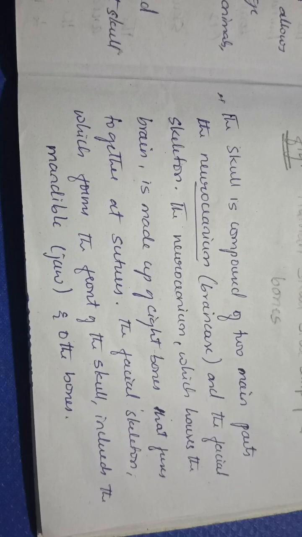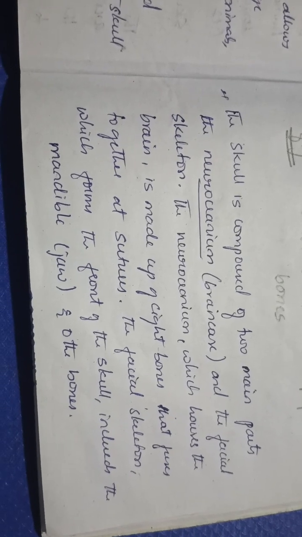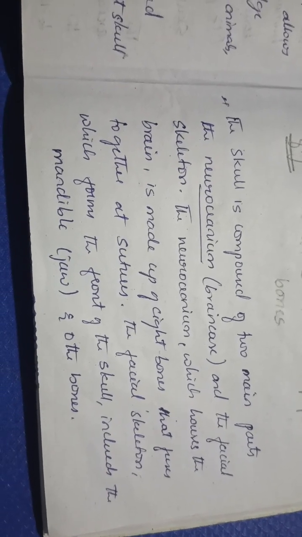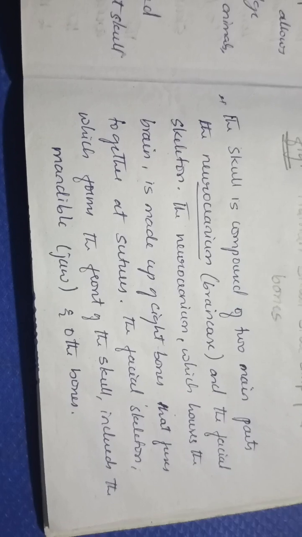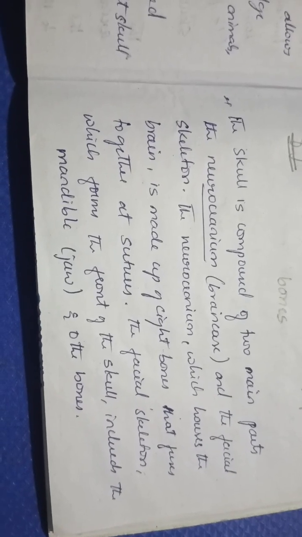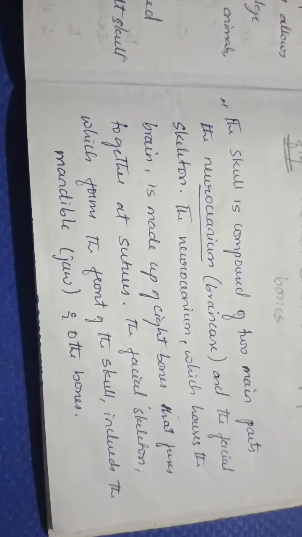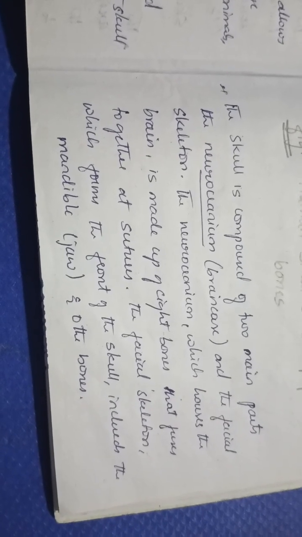The skull is composed of two main parts, the neurocranium, that is the brain case, and the facial skeleton. The neurocranium, which houses the brain, is made up of 8 bones that fuse together at sutures. The facial skeleton, which forms the front of the skull, includes the mandible, the jaw, and the other bones.